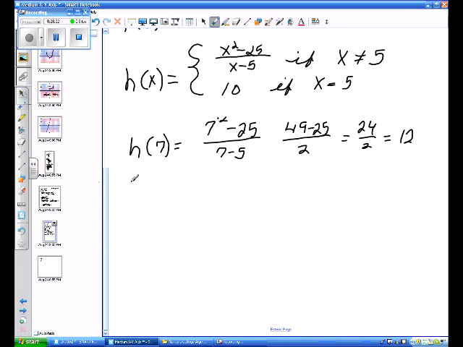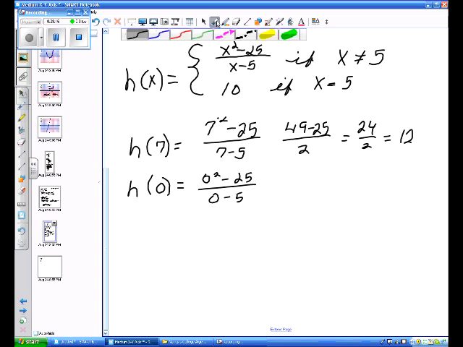Okay, if we want h of 0, well, again, 0 is not 5. So we would have 0 squared minus 25 over 0 minus 5, which is negative 25 over negative 5, or 5. If we wanted h of 5, well, that is a 5, and so at that point it just equals 10, and there's not any computation to do.